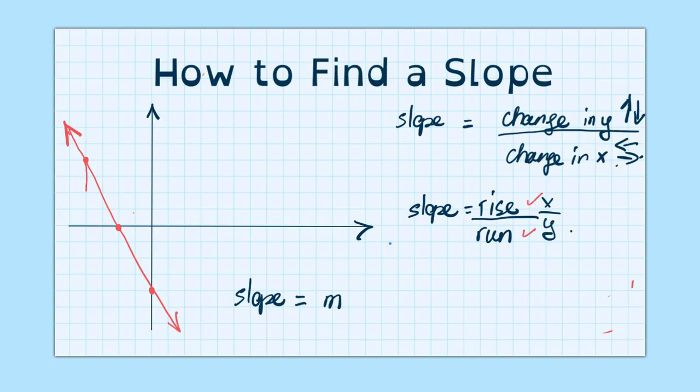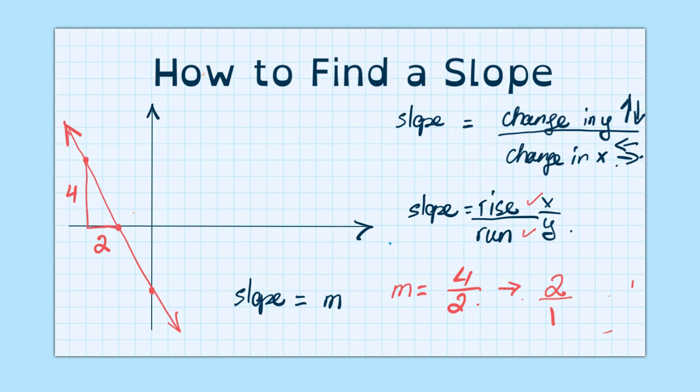So we have 1, 2, 3, 4. Okay, and then the run will be 1, 2. So let's go ahead and write 4 and 2 and put this over here. So m equals 4 over 2. As you can see clearly here, this is not simplified. So to simplify it, we're going to divide 4 by 2, and that will equal 2. So our slope equals 2, or you can say 2 over 1, but really it's 2.